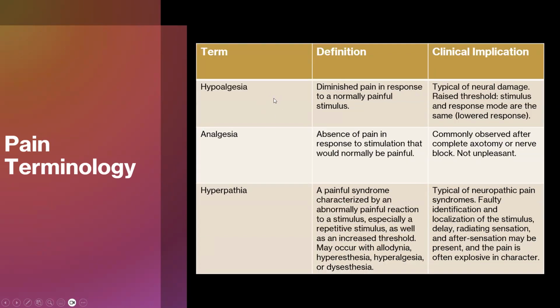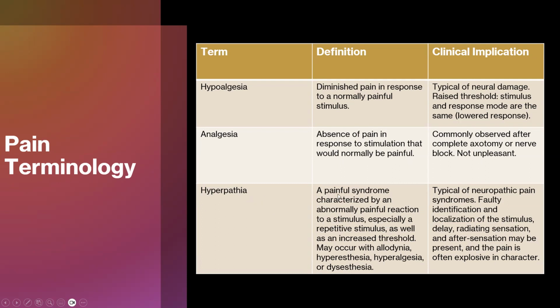Hypoalgesia is defined as diminished pain in response to a normally painful stimulus. If we look at the clinical implications, it is typical of neural damage, with a raised threshold. The stimulus and response mode are the same, that is, a lowered response. Then analgesia is the absence of pain in response to stimulation that would normally be painful, commonly observed after complete axotomy, meaning removal of the neuron, or nerve block. It is not unpleasant.